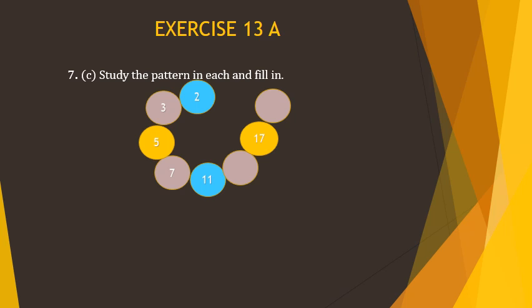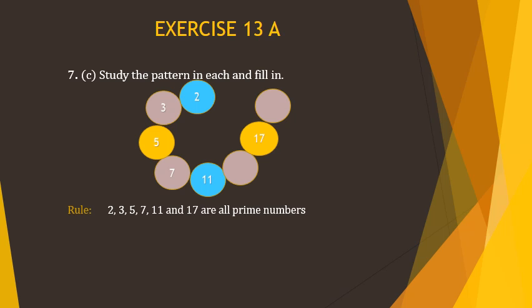Now children, see the C part of question number 7. Study the pattern in each and fill in. Children, in this circle you can see the numbers which are given, that is 2, 3, 5, 7, 11, 17. They all are prime numbers, and they are consecutive prime numbers. Prime numbers which are coming one after the other in the counting.